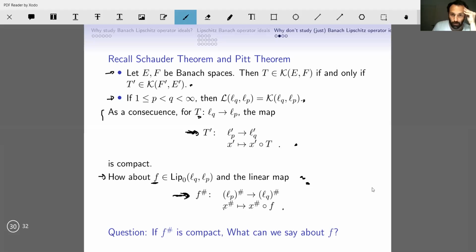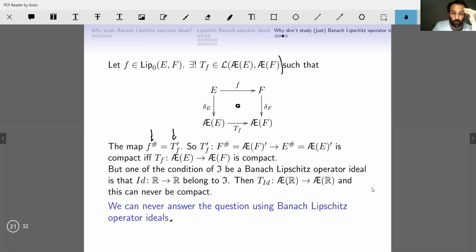So the question that we have is whether, if this Lipschitz transpose has some linear property, we can say something about this Lipschitz map. Recall this universal property of the Lipschitz-free space: from any Lipschitz function f from E to F, we can obtain a linear operator T_f from the Lipschitz-free space of E to the Lipschitz-free space of F, such that this diagram commutes.